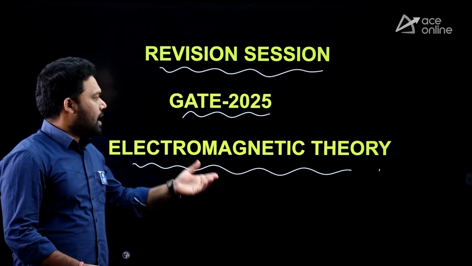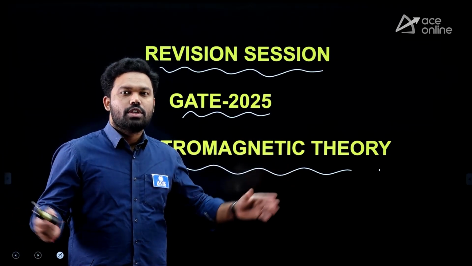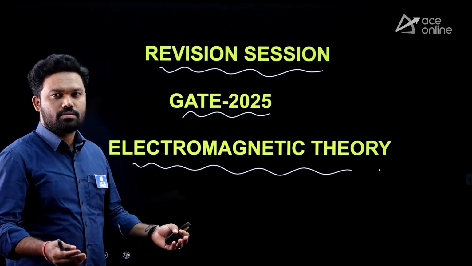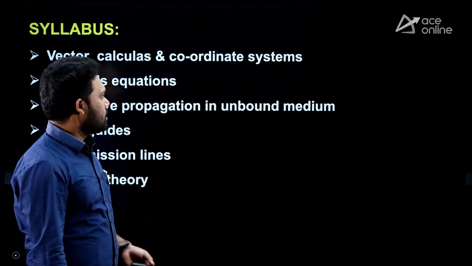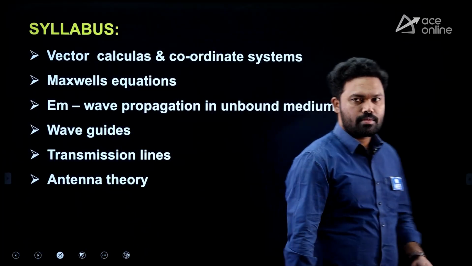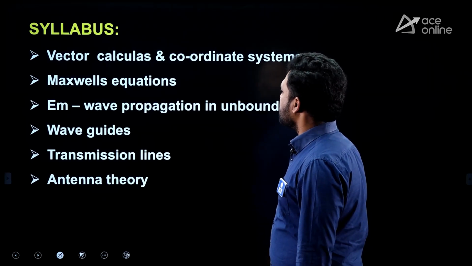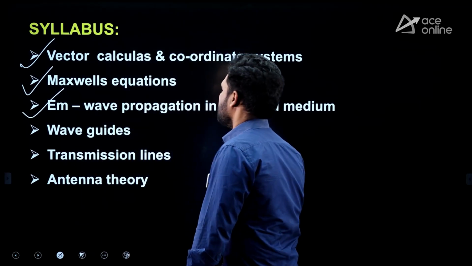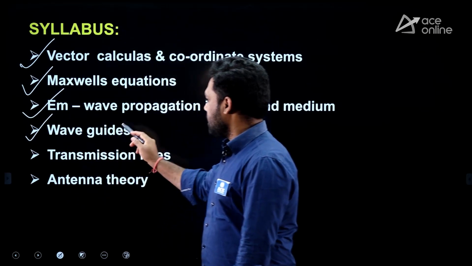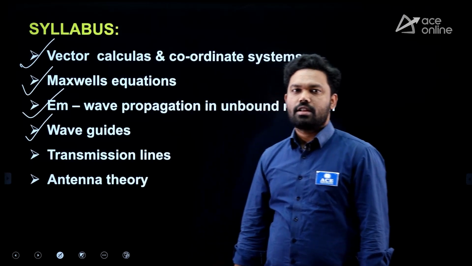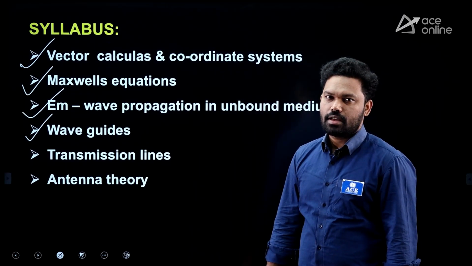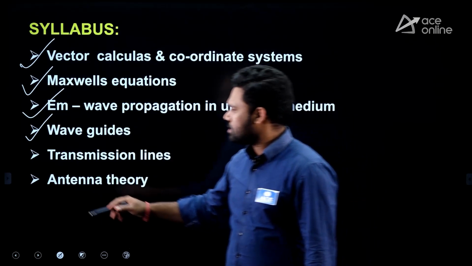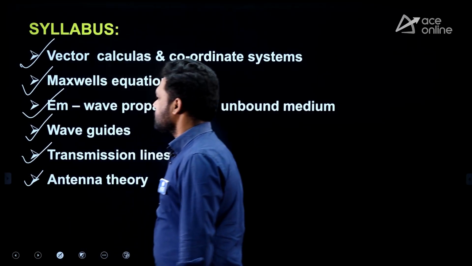As it is a revision session, I am just going to list out the concepts, followed by some associated numericals. This is the syllabus we are having: vector calculus and coordinate system, Maxwell's equations, EM wave propagation in the unbound medium, waveguides. In the waveguides, there is a rectangular waveguide, circular waveguide, fiber optic cables, and even the parallel plate waveguides, and transmission lines and antennas.